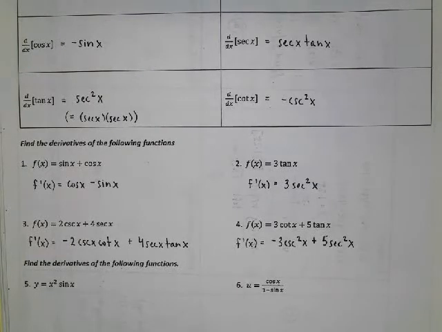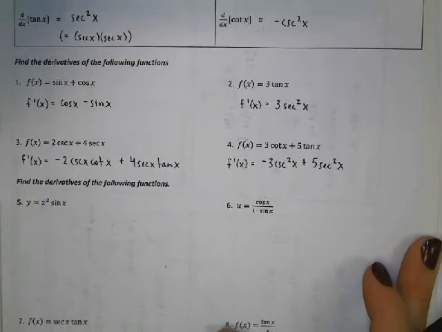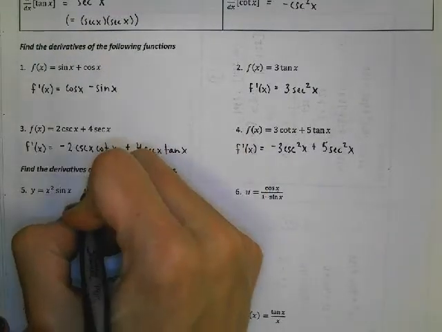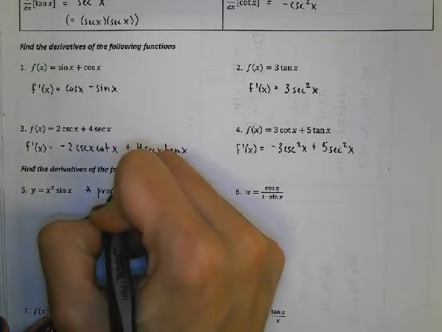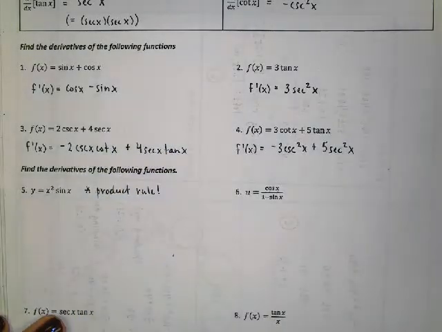So now we're going to move into some where we have to use either quotient or product rule to find the derivative. So I'm going to move my paper up here. So for number 5, hopefully we can all see pretty quickly that this is going to require us to use our product rule.